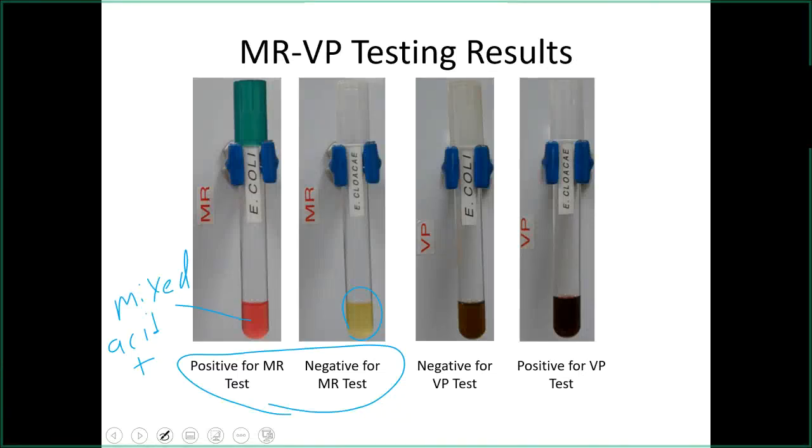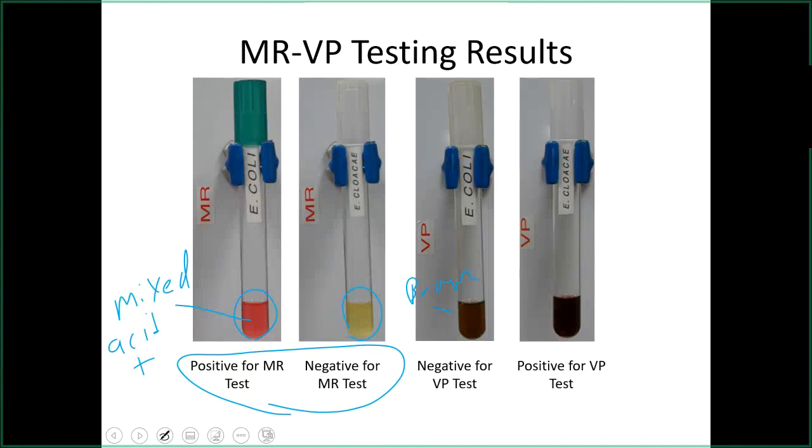So we can go ahead and do the Voges-Proskauer test. Like I said, it's kind of redundant to do that for organisms that have already tested positive here. We do it anyway. And you can't really see this because it's so dark. Remember I said it's really sort of subtle. But that is a brown color. So that's definitely brown. There's no hint of red in that. And so E. coli is negative for that particular test. So it is not a mixed acid producer.